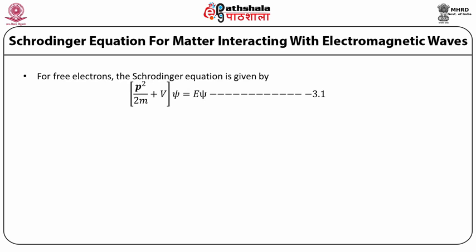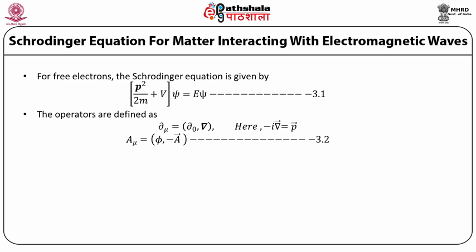The operators are defined by: ∂μ has the zeroth component ∂0 and the other component is the gradient ∇, and here minus i ∇ is equal to the p vector, and Aμ is the scalar potential phi and minus the 3-vector potential.